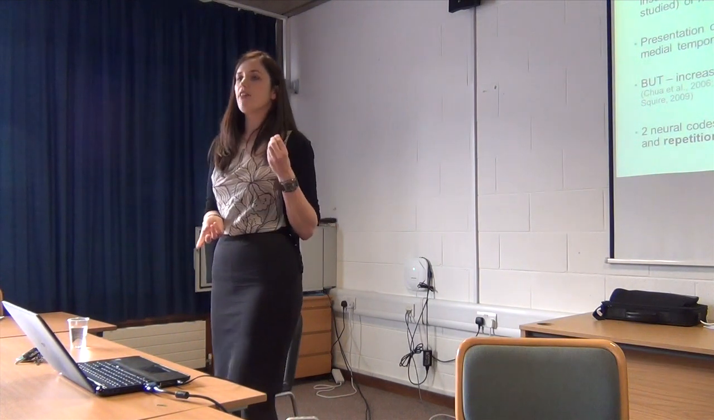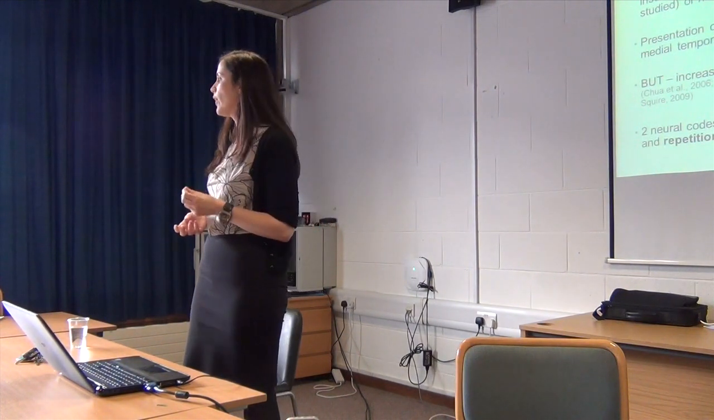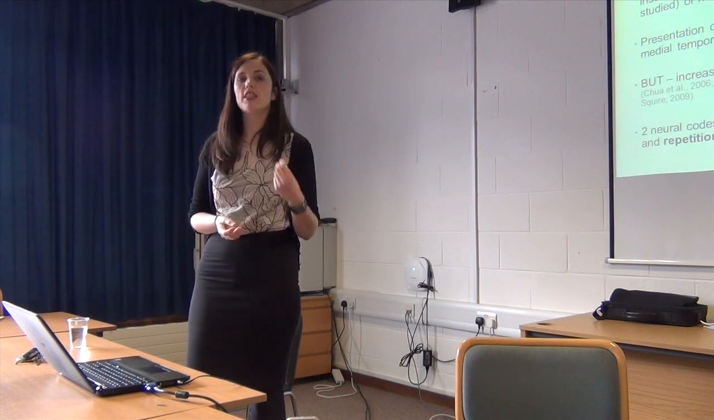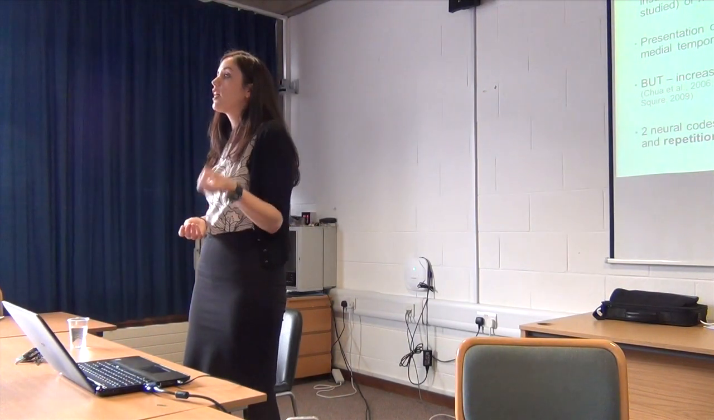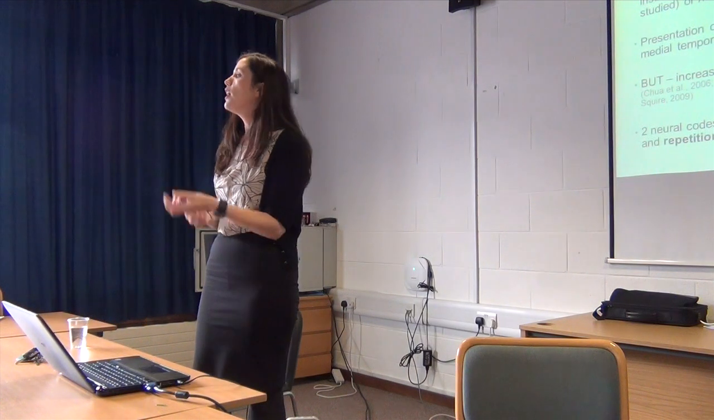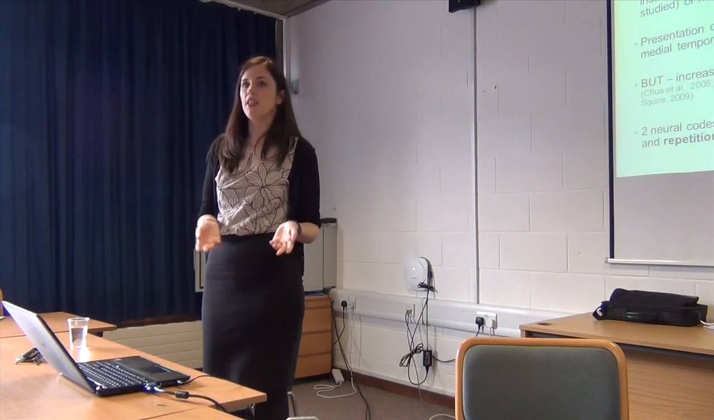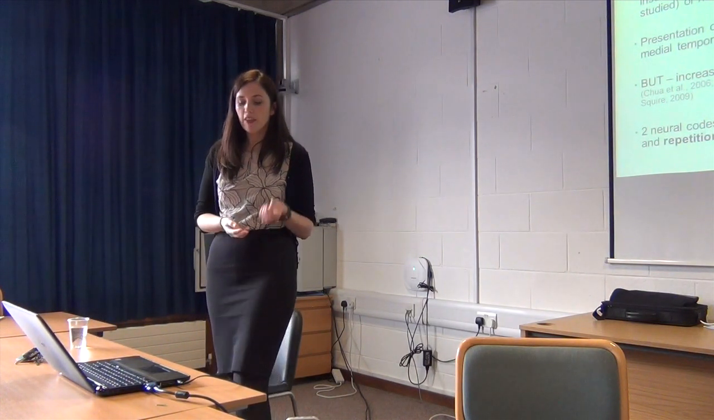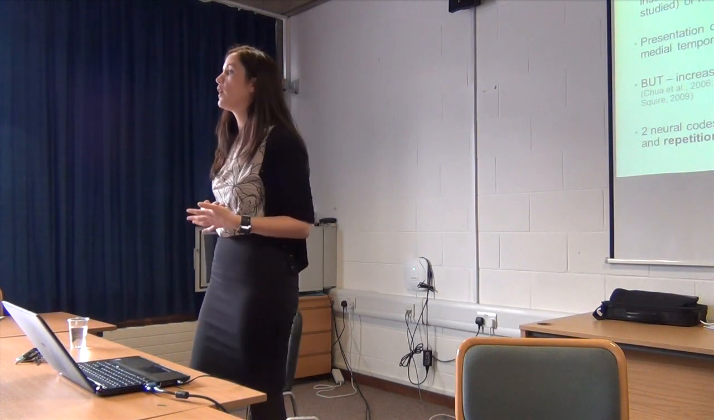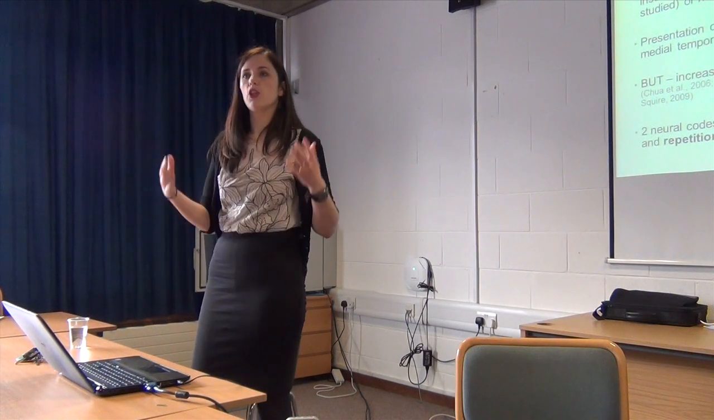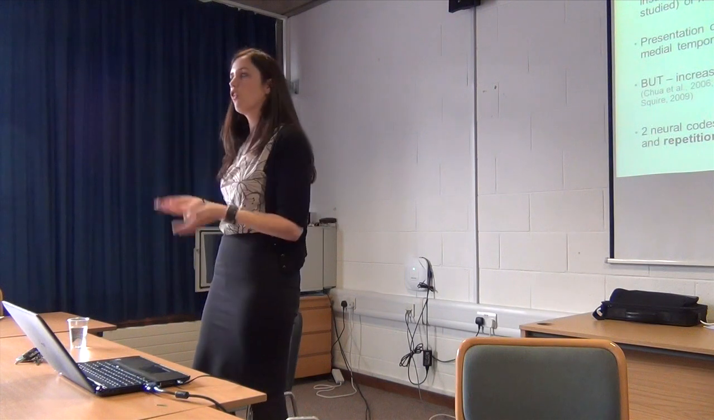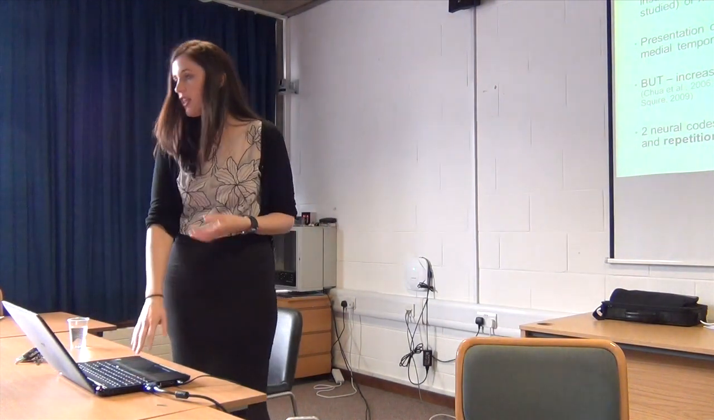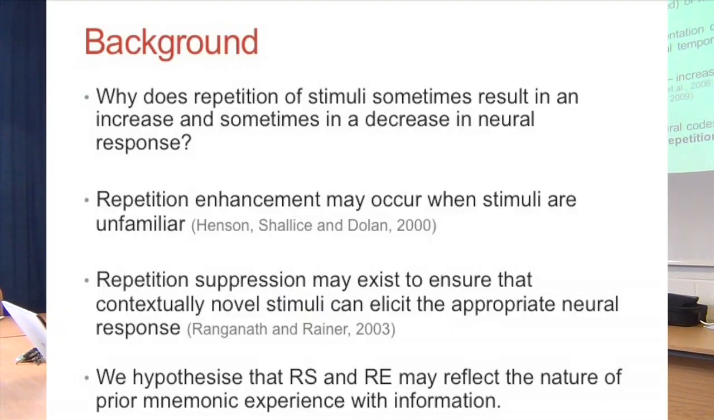So what we're seeing here is effectively two neural codes of memory. It's the recognition of a stimulus you've seen before. It's typically represented by repetition suppression, RS, but sometimes represented by repetition enhancement, or RE. And really what my colleagues and I wanted to determine was, what is it that determines whether we see repetition suppression or repetition enhancement? So I'm going to present a series of experiments in which we try to delve into that.